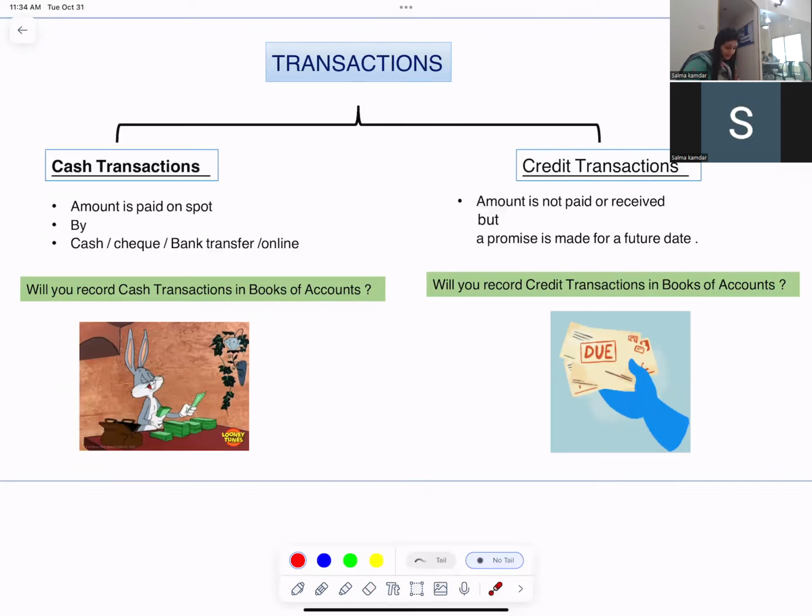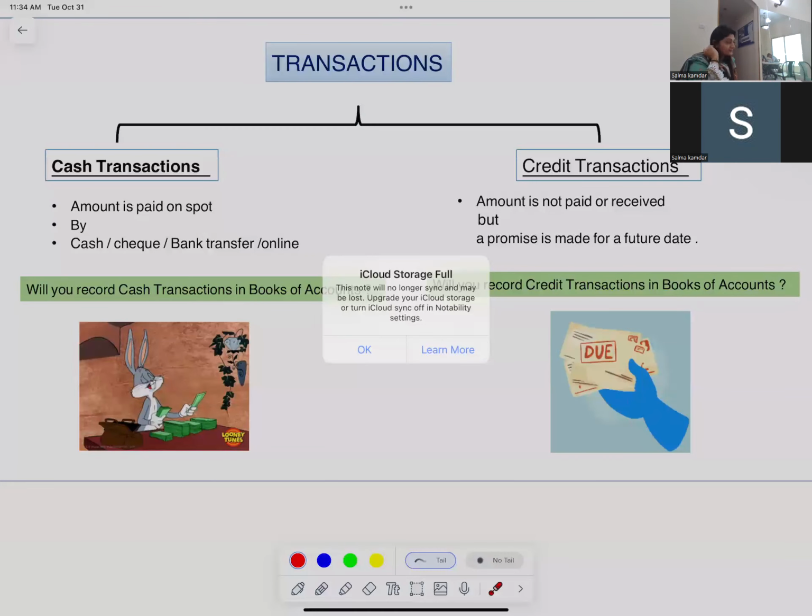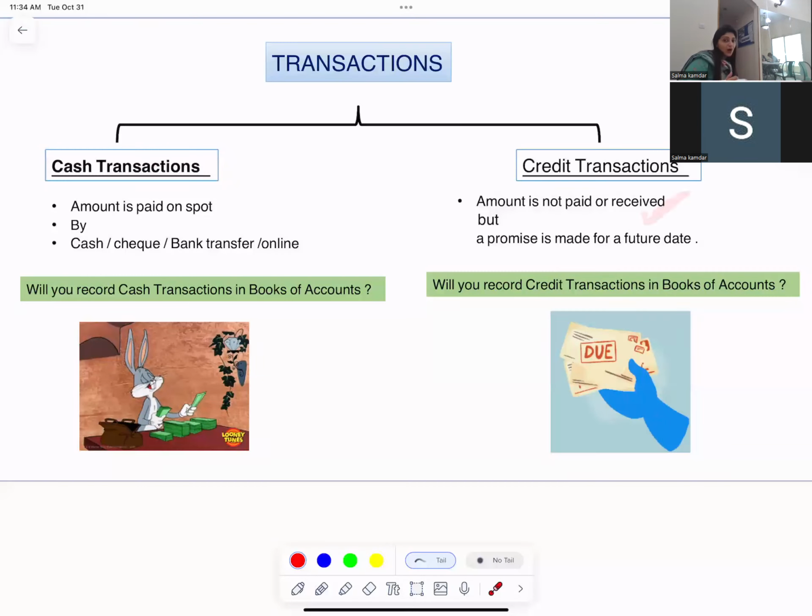How do you distinguish whether a transaction is a cash transaction or a credit transaction? In a cash transaction, the amount is paid on the spot. In a credit transaction, the amount will be paid on a later date, on a future date. So how will you know whether a transaction is a cash transaction or a credit transaction?